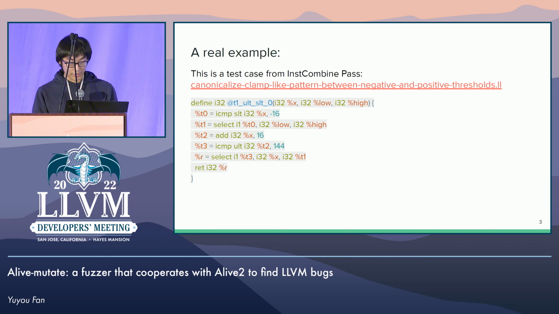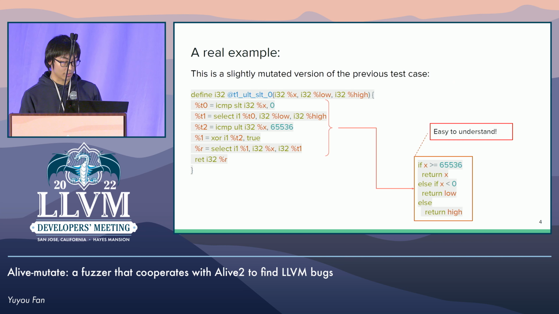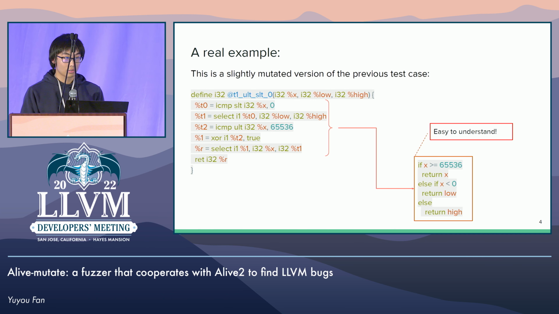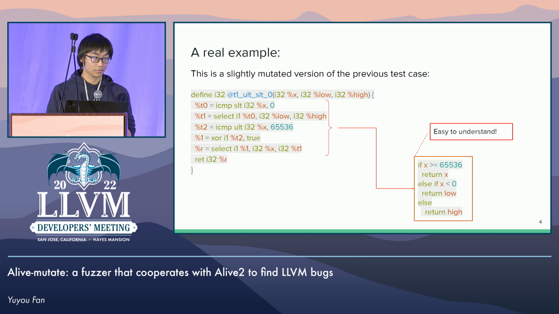Now, I'll do a slight mutation on this test case. Here, you can see I changed the constants: there's no more 16 and negative 16, but it's 0 and 65536. And there is no add instruction, but an xor. To make it easy to understand, I wrote the select logic as code on the right. Basically, this code checks if x is larger than 65536, return x. Else if x is less than 0, return low, else return high.